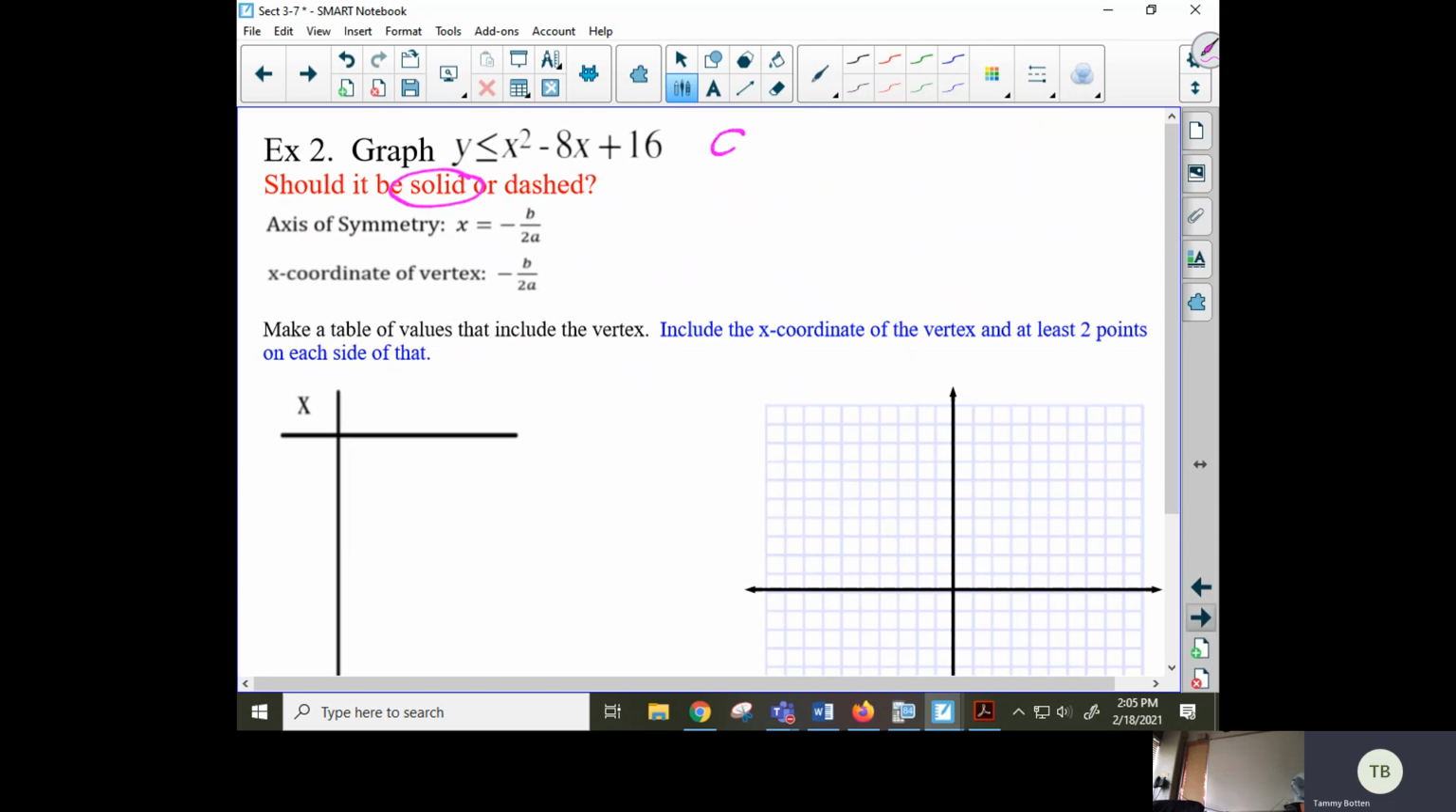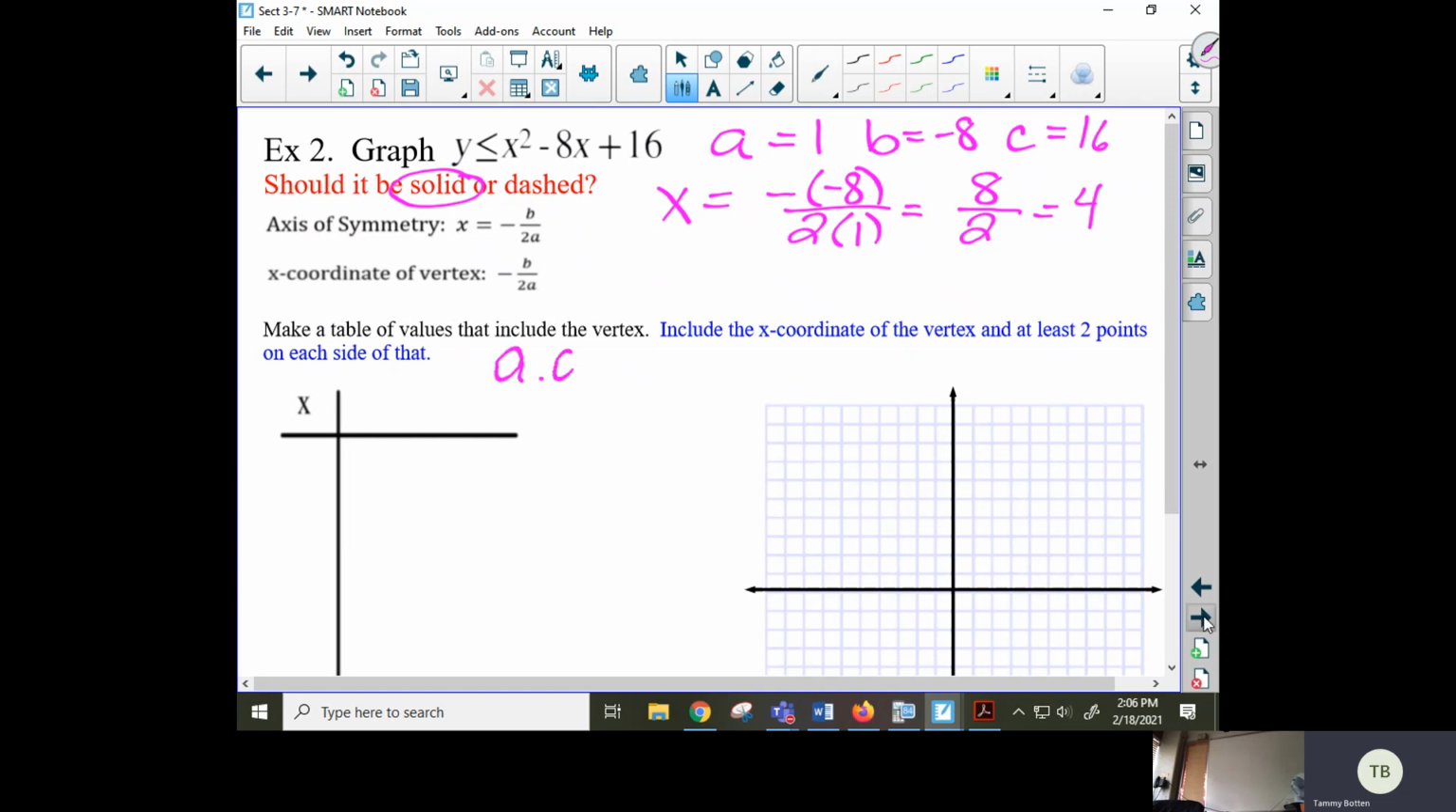Good. Now here, A is what's in front of your x squared, which is 1. B is what's in front of your x, which is -8. And C is your constant, which is 16. And then we're going to find x. The axis of symmetry is going to be -b, which is minus a -8, all over 2 times a, which is 2 times 1. A minus a -8 is a positive 8 over 2, which is 4. So what that means, my axis of symmetry is x equals 4.